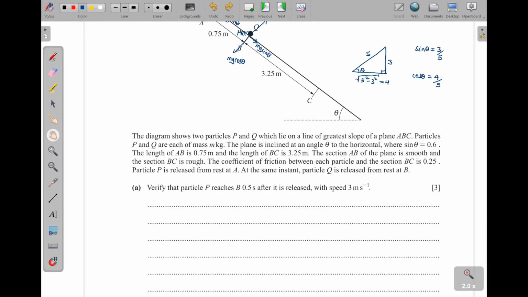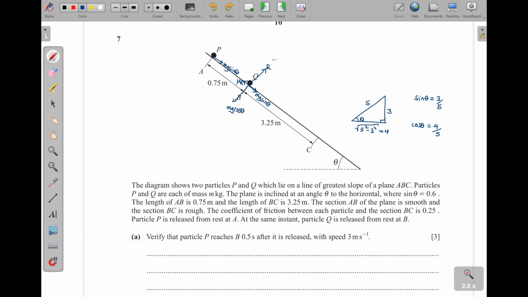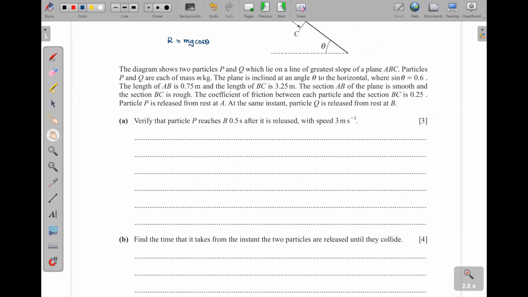Of course, since there is no vertical motion, this simply implies that R, the normal reaction, is equal to mg cosine theta. Now, we are supposed to verify that P reaches B 0.5 seconds after it is released. So first of all, F is equal to ma. We need to find the acceleration of particle P.